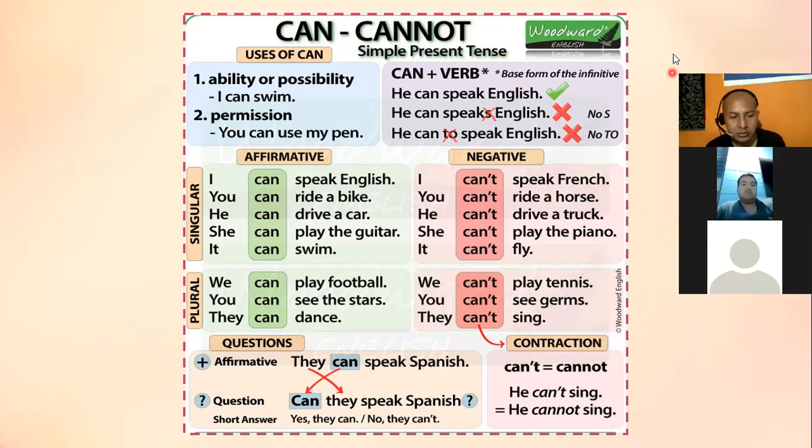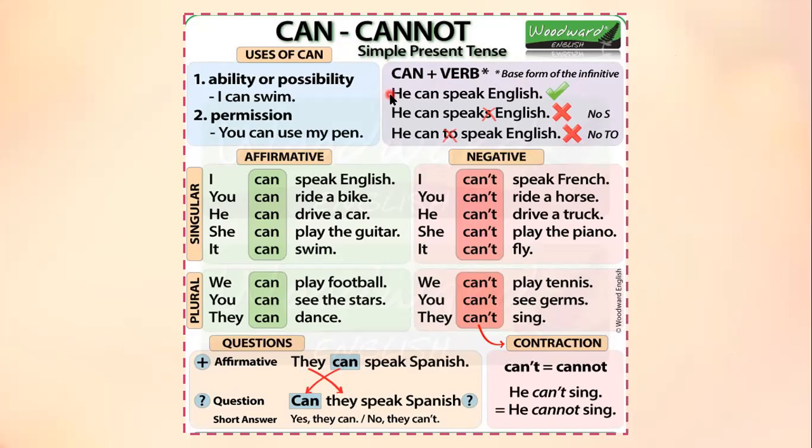Okay, so thank you, Miguel Ángel. Me, yes, acá. He can speak English. He can speak English. Speaks English. No es correcto. Okay. He can to speak English. No, tú. Okay, thank you.